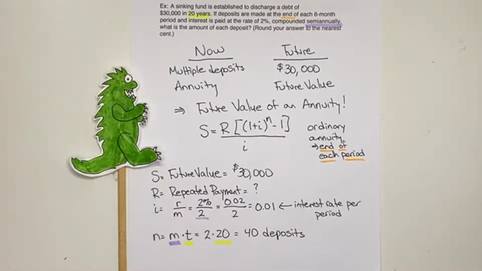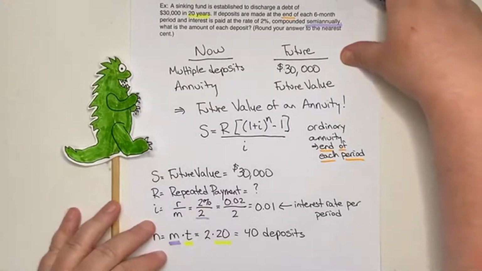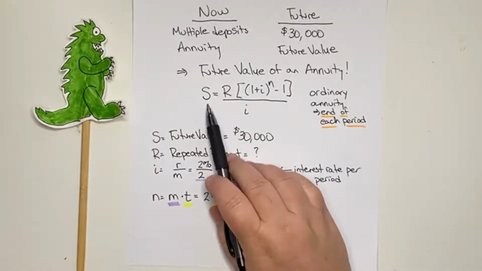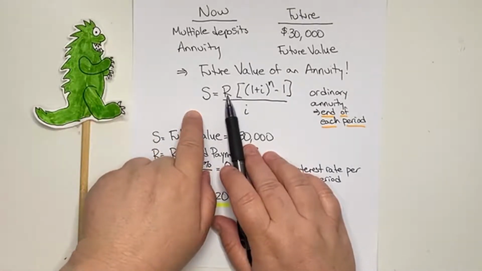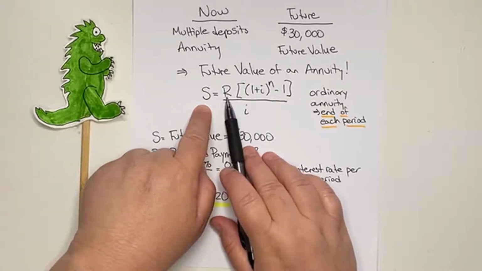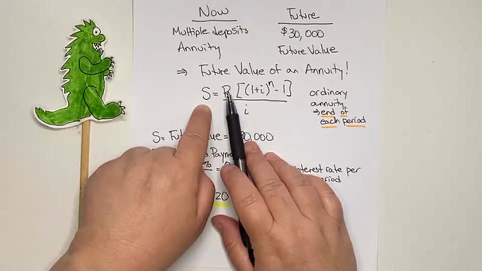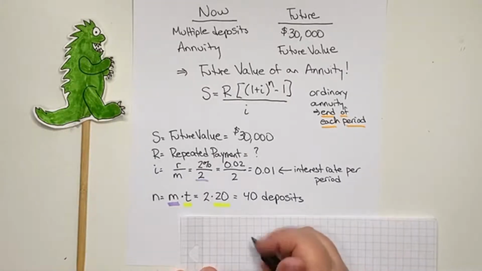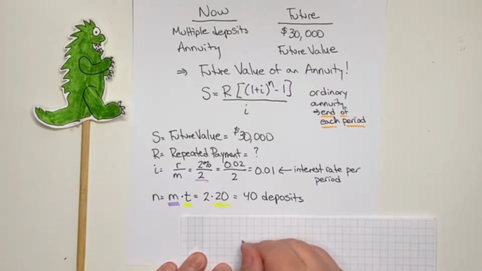Now, there's one more thing we might want to do. And that is that this formula, excuse me, Godzilla, this formula is set up to plug in the repeated payment, or in this case, the deposit, and get out the future value. It is not designed to solve for R. So you've got a couple of options. But since for our class, we have actually studied how to manipulate a formula, I'm going to go ahead and demonstrate how to do this. So let me write this all out.